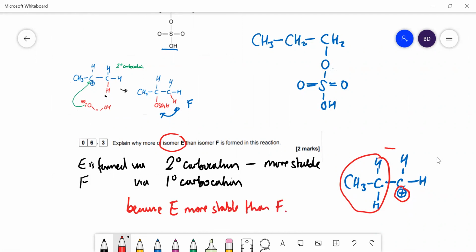That isn't true. It's not the products that are more stable. It's the carbocation intermediates which have different stability. So this is the sort of classic wrong answer there. So don't write that.